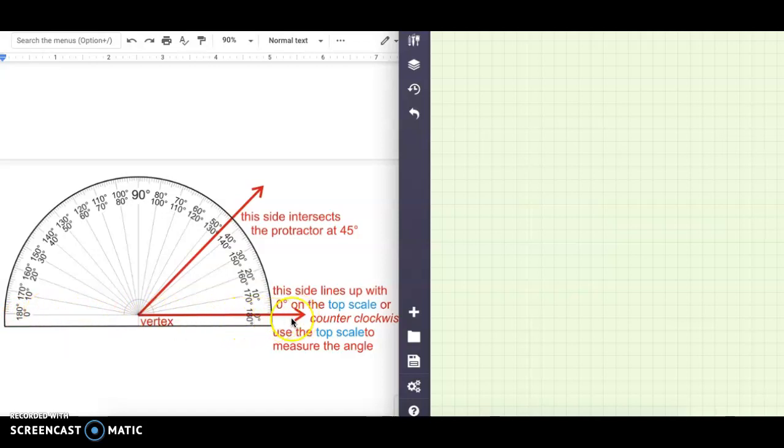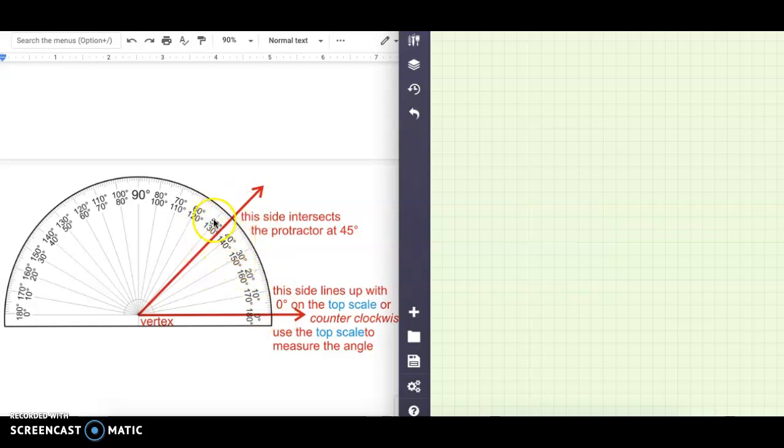Now, because this is the part of the angle that's lined up with 0, we're going to be using these outside numbers. You should also be able to eyeball that this is an acute angle. And since it's an acute angle, it's going to have a measurement of less than 90 degrees. So if we're trying to figure out which of these numbers to use, you should know that it's going to be the ones that are less than 90. So there's 2 different ways to figure out which set of numbers to use: figure out where the 0 is on your bottom line, or eyeball and know that it's acute, so that we're going to use the ones that are less than 90.